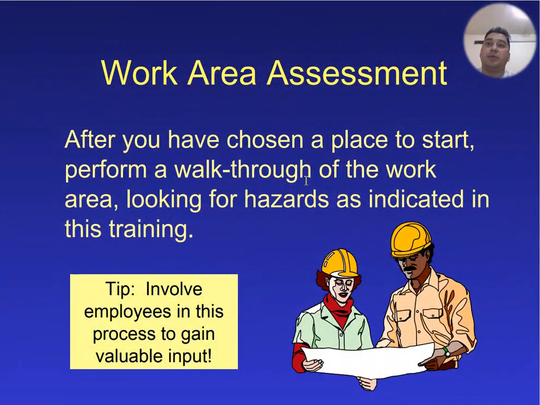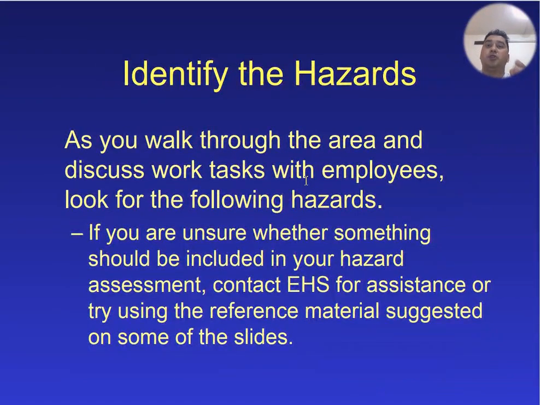And work area assessment. After you have chosen a place to start, perform a walkthrough of the work area, looking for hazards as indicated in this training. So same like risk assessment. You are taking a walk of your work area. Then you are identifying the hazards. You will identify the hazards related to the people, related to the environment, related to the plant, related to the equipment, and certain other things. So in that way, you have to identify the hazard. After that, once you identify the hazards by doing the walkthrough, you will list down those hazards.